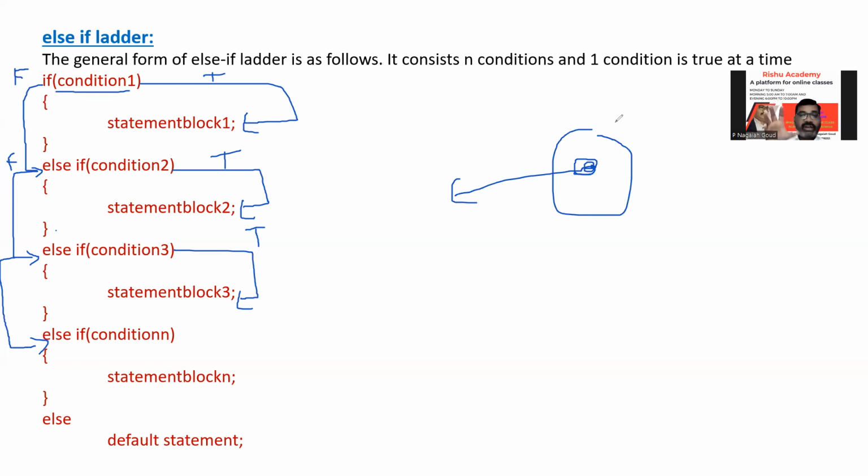Assume that all the conditions are false, then there is the else block at the end. Here is the default statement. The default statement will be executed. Assume that all n conditions are false, then the default statement will be executed. This is the procedure of executing else if ladder.